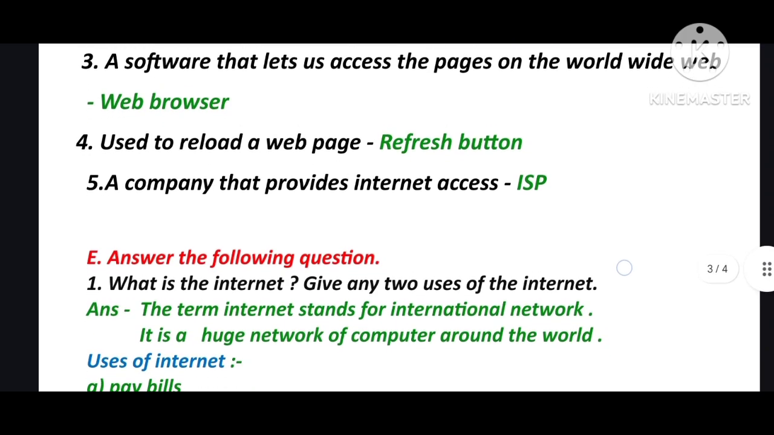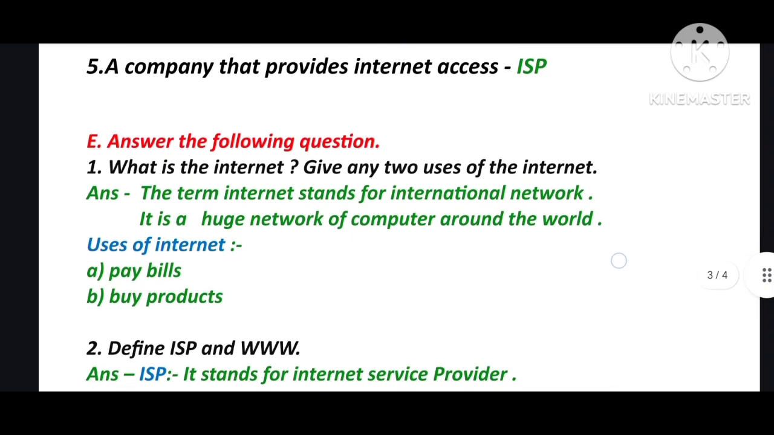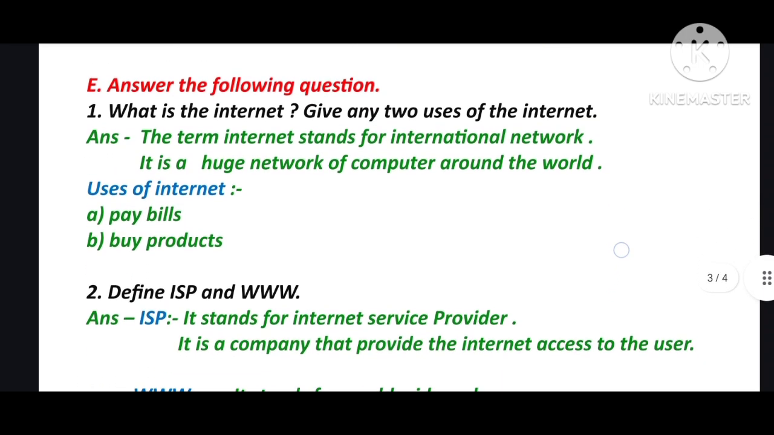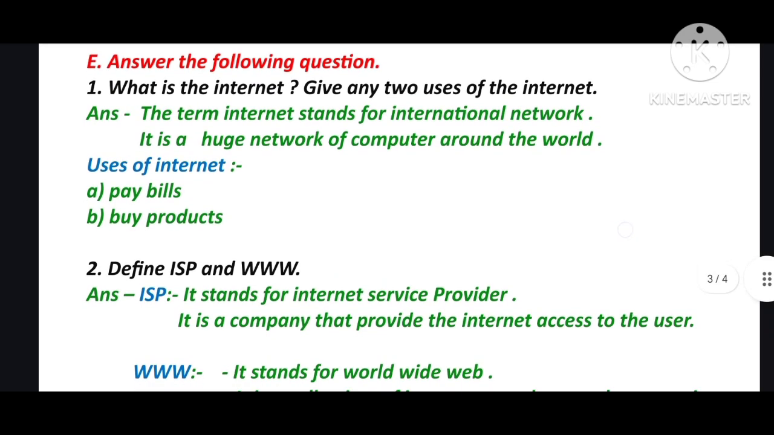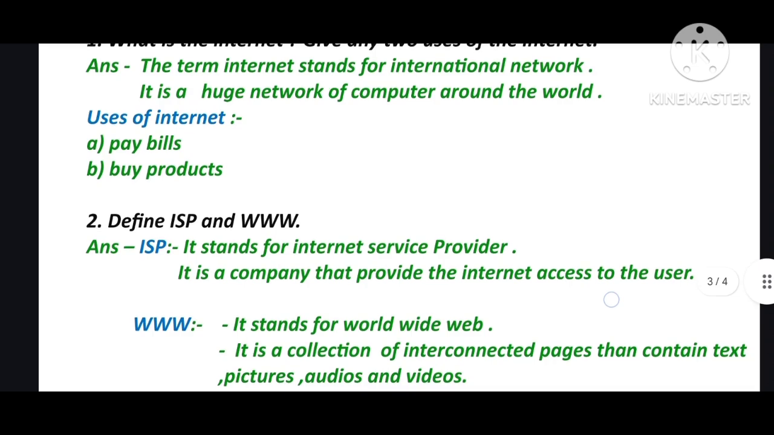Now we are coming to our main point, answer the questions. First question: What is internet? Give any two usages of internet. The term internet stands for international network. It is a huge network of computers around the world. The usage of internet is to pay bills, buy products, and many other things. We can purchase anything online, and we can pay bills.